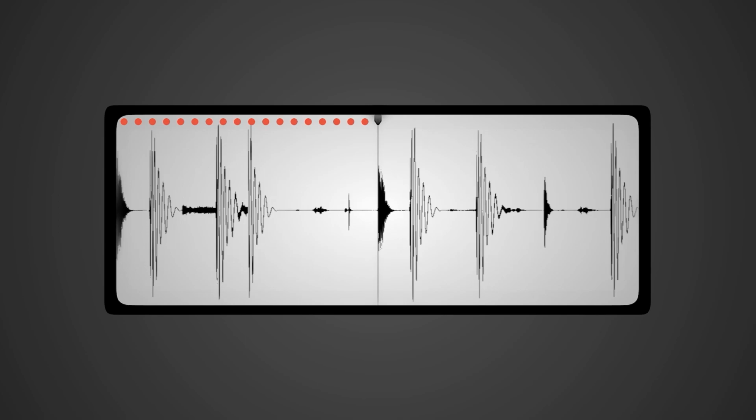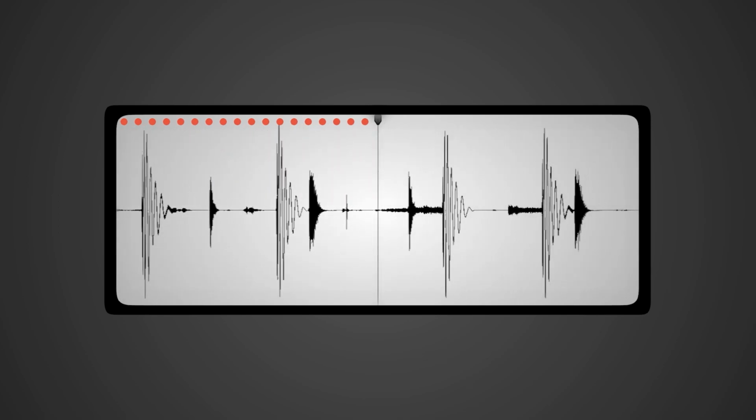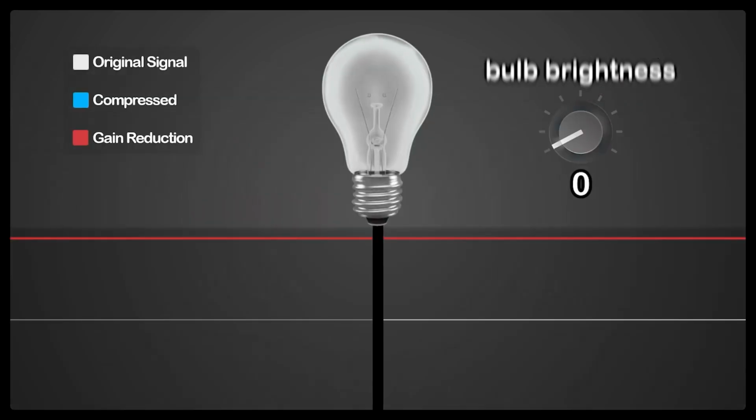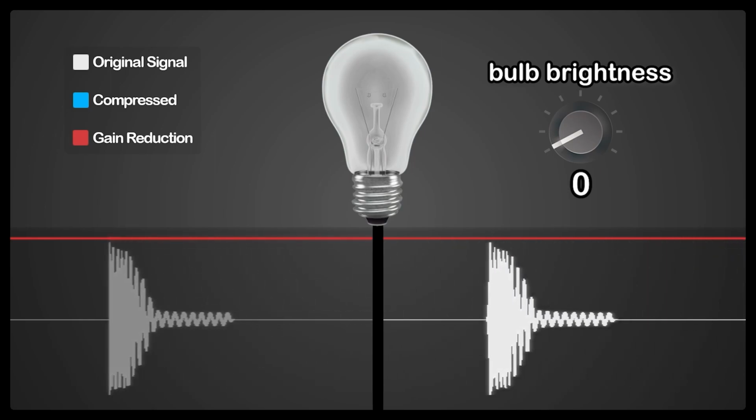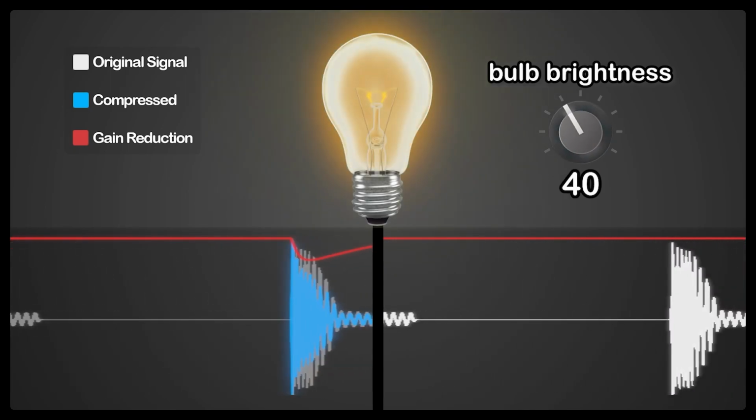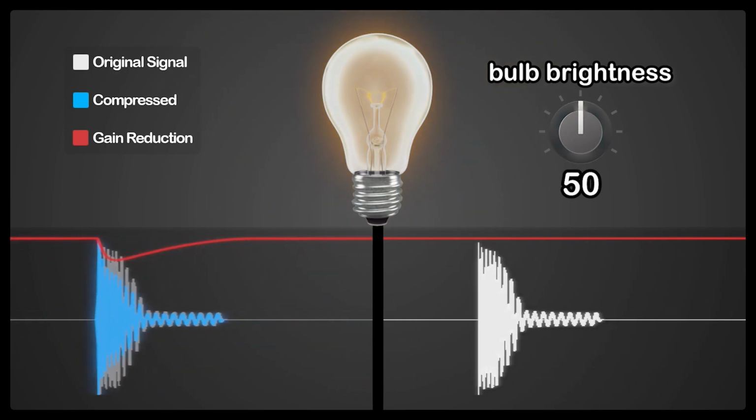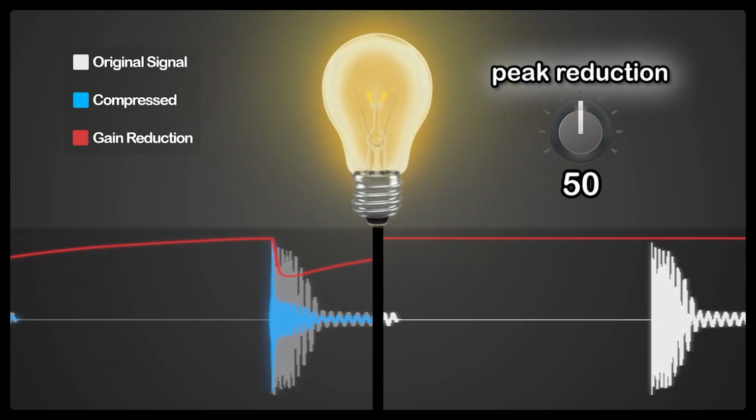In terms of the threshold, you can think of the signal as always being under the threshold, but the amount of compression will be at nil until you change the brightness of that bulb. This is what the peak reduction knob does.